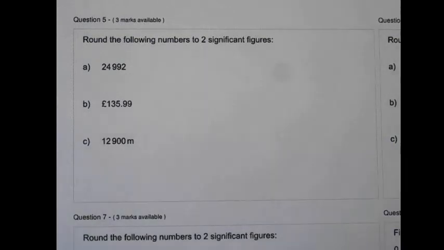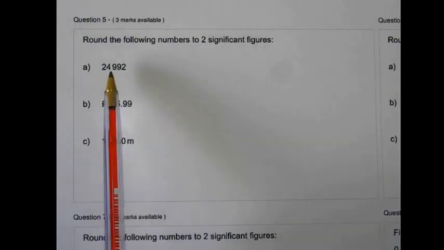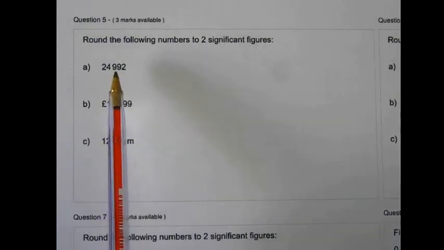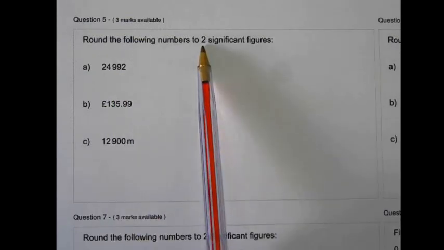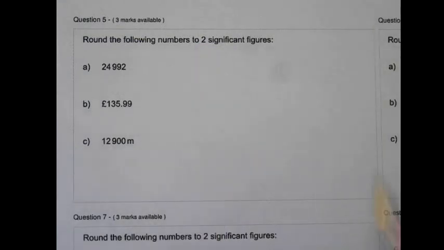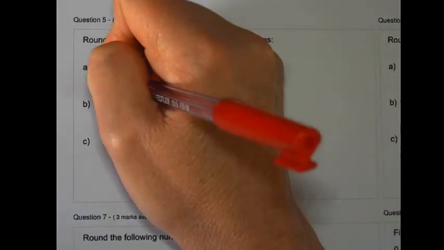Okay, so we're going to have a look at one of the parts to question 5, and then I'm going to leave the rest of question 5 for you to try and do yourself. Now, question 5 is slightly different because it asks you to round to 2 significant figures. So, looking at that first number there, we've got 24,992. So, the 2 is my first significant figure, the 4 is my second significant figure, the 9 is my third, etc. So, because I want to round to 2 significant figures this time, I'm going to draw my line after the second significant figure.